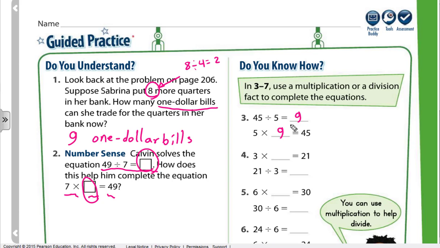Yes, teacher, I'm Muhammad. 3 times what gives 21? 7. So 21 divided by 3 equals 7. Great. 7. Thank you, my hero. Okay, let's move to the next question.